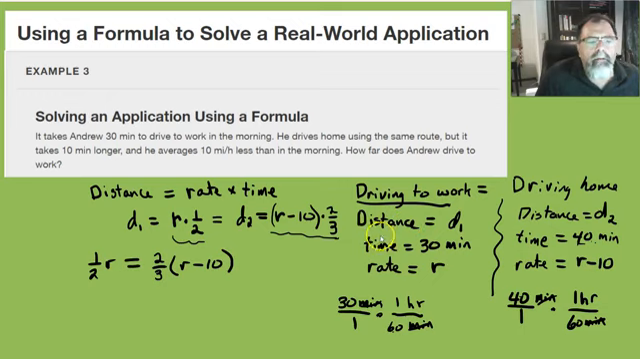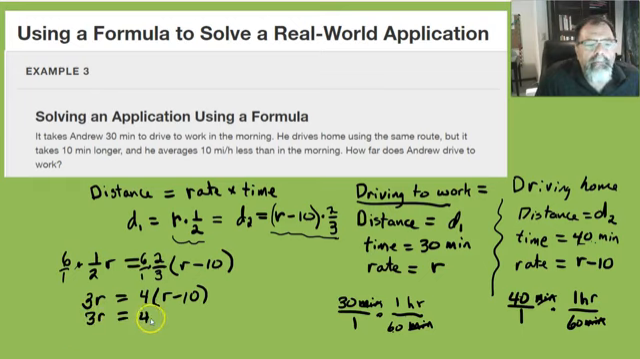Alright, let's cancel all the fractions. So let's multiply both sides by 6. If we multiply by 6, we get 6/2, which is 3, times R. And then 6 times 2 is 12, divided by 3 is 4. Now I don't have fractions, so that made it nice. Now I'm going to solve this equation. Distribute the 4. So 4R, and then 4 times 10 is 40.